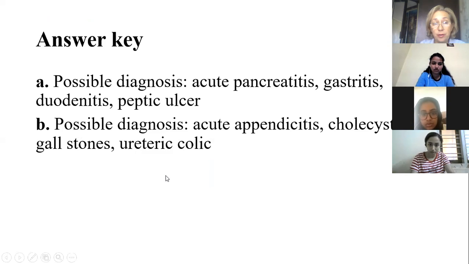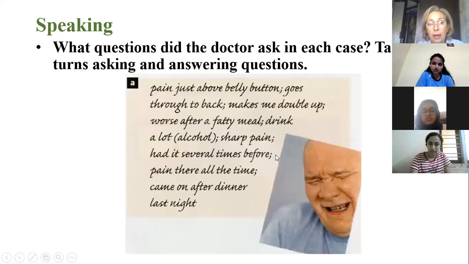So the first patient: acute pancreatitis or gastritis, duodenitis or peptic ulcer. And the woman, possible diagnosis: acute appendicitis, cholecystitis, gallstones or ureteric colic.